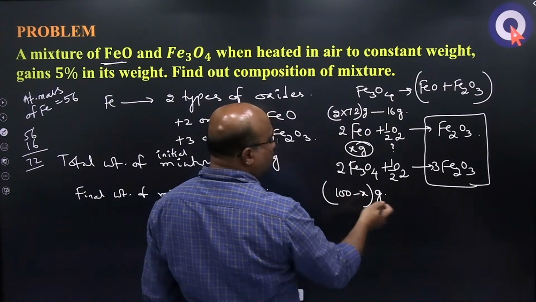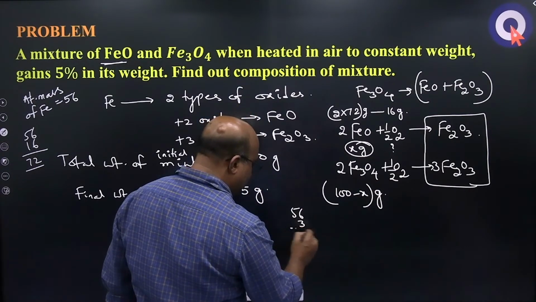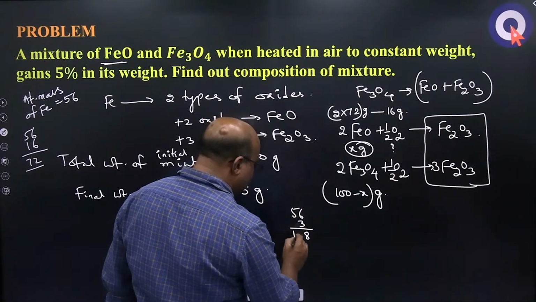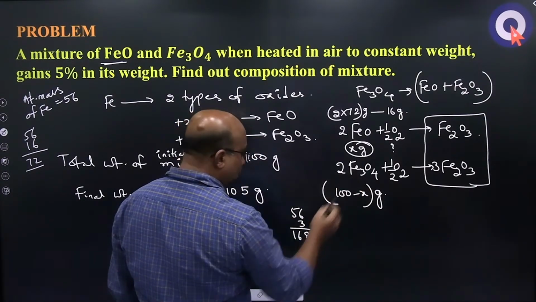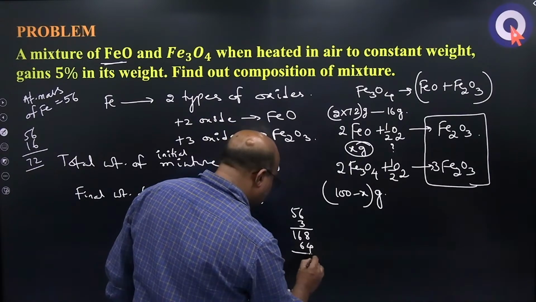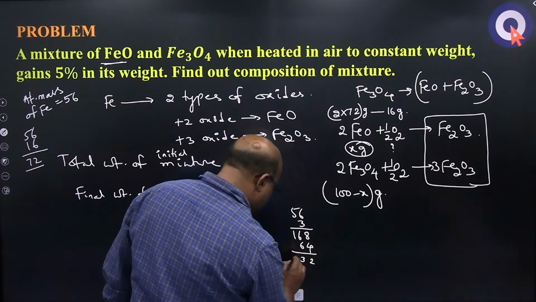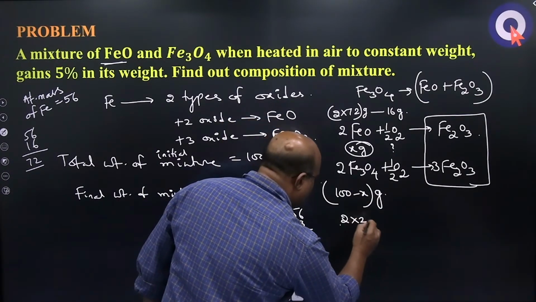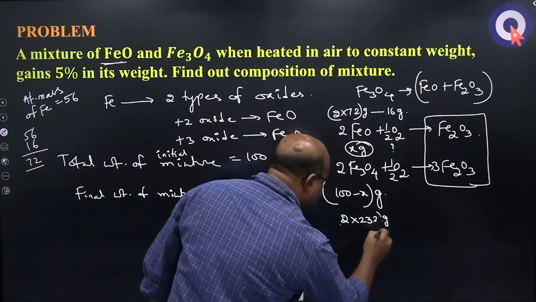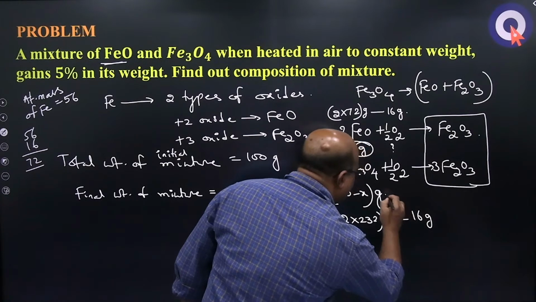So how much will be here? What is Fe3O4? 56 into 3 is 168. Then oxygen 64, so 232. So 2 into 232 grams is consuming 16 grams. So for this, how much is required?